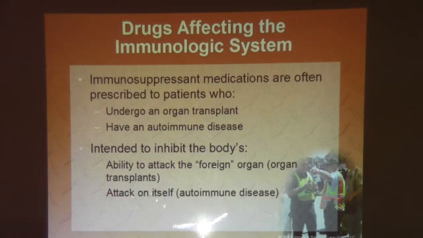Drugs affecting the immunologic system. Immunosuppressant medications are often prescribed to patients who undergo an organ transplant or have an autoimmune disease. They're intended to inhibit the body's ability to attack the foreign organ in the case of organ transplants, and they inhibit the body's attack on itself, as in the case of an autoimmune disease. They're generally derived from fungi or bacteria and tend to have a very complicated mechanism of action. Essentially, they inhibit lymphocytes and T cells from carrying out their immune functions.